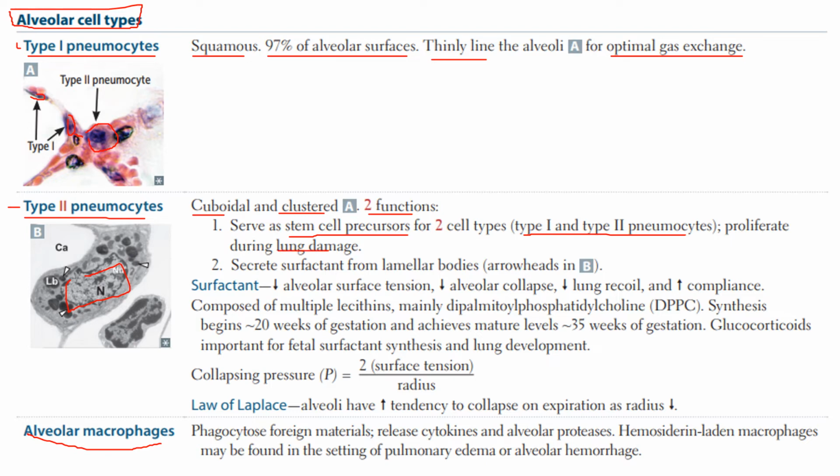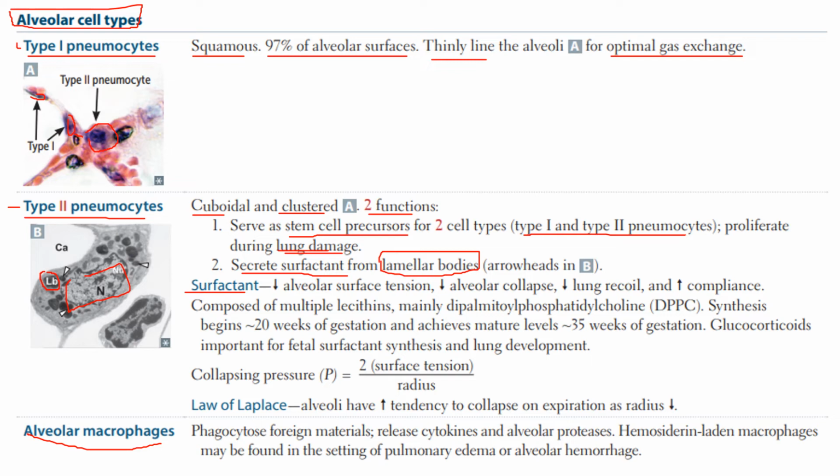Type 2 pneumocytes serve as stem cell precursors for type 1 and type 2 pneumocytes, and they proliferate during lung damage. Also, the second function is that they secrete surfactant from lamellar bodies. As you can see here, these are the lamellar bodies present in type 2 pneumocytes, which secrete surfactant. So we'll see the functions of the surfactant.